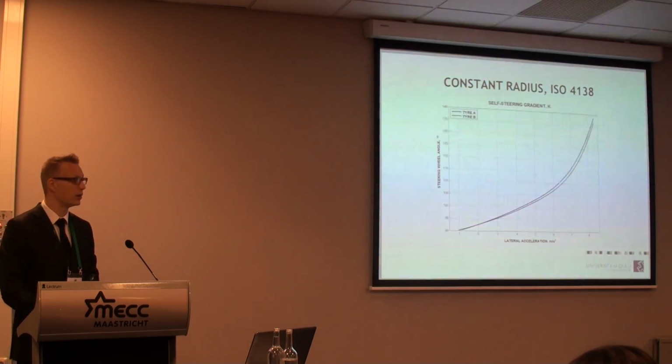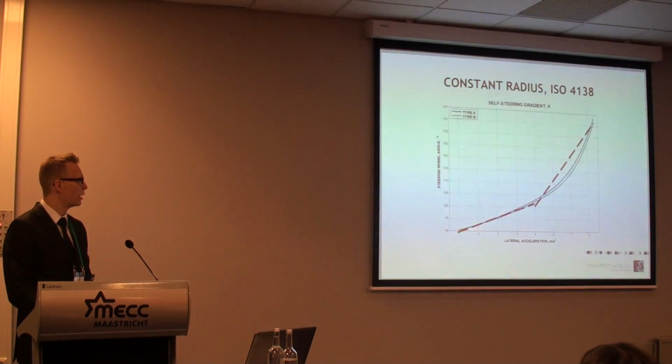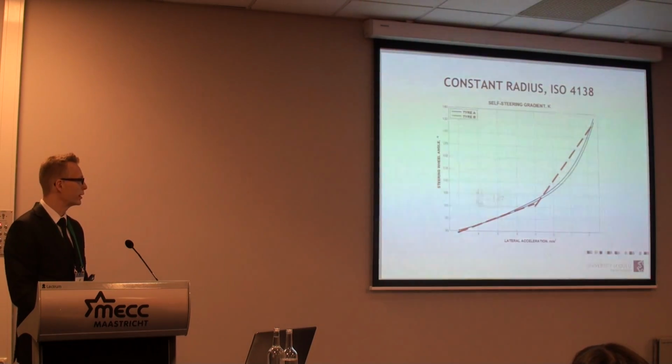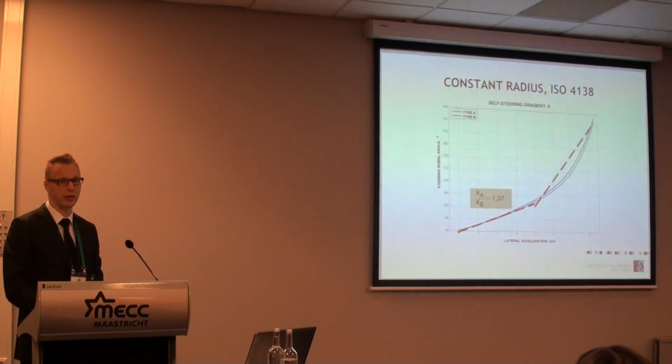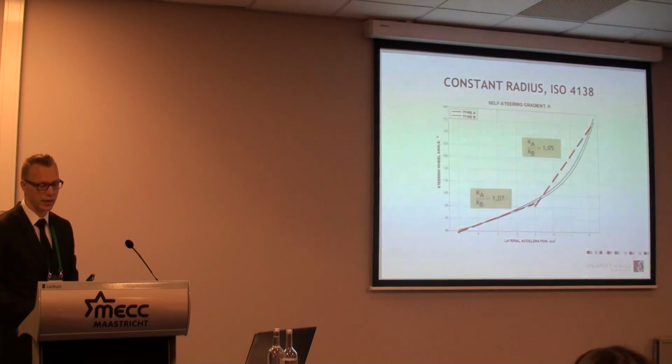We have heard about the self-steering gradient earlier. So basically what we did here, I divided this section into non-linear and linear parts and calculated the slope values and made a comparison between the tires. So we can see that tire A has a little bit higher K value here.